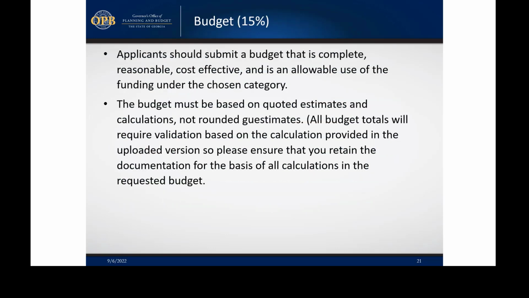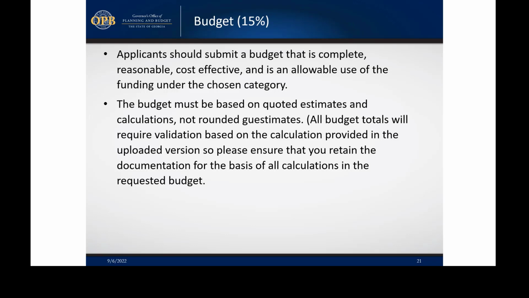And then your budget, which is 15%. Applicants should submit a budget that is complete, reasonable, cost-effective, and is an allowable use of the funding under the category chosen. The budget must be based on quoted estimates and calculation and not rounded guesstimates. All budget totals will require validation based on the calculation provided in the upload version. So just make sure you retain that documentation for the basis of your calculations.